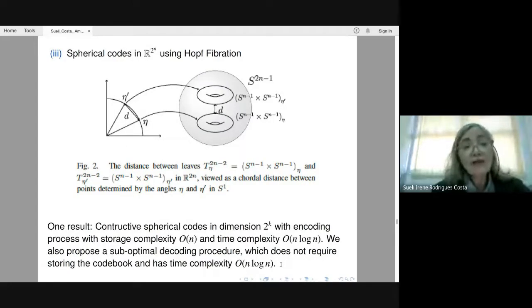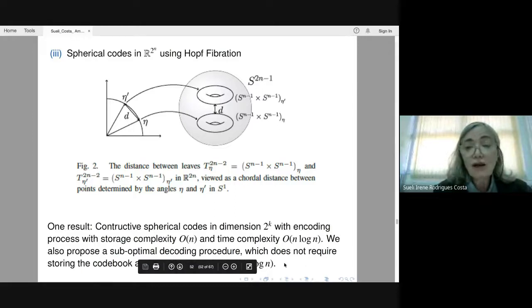So spherical codes have been used in several applications, right? Like optical coding, and also to improve transmission over MIMO channels, multiple antennas and multiple users.